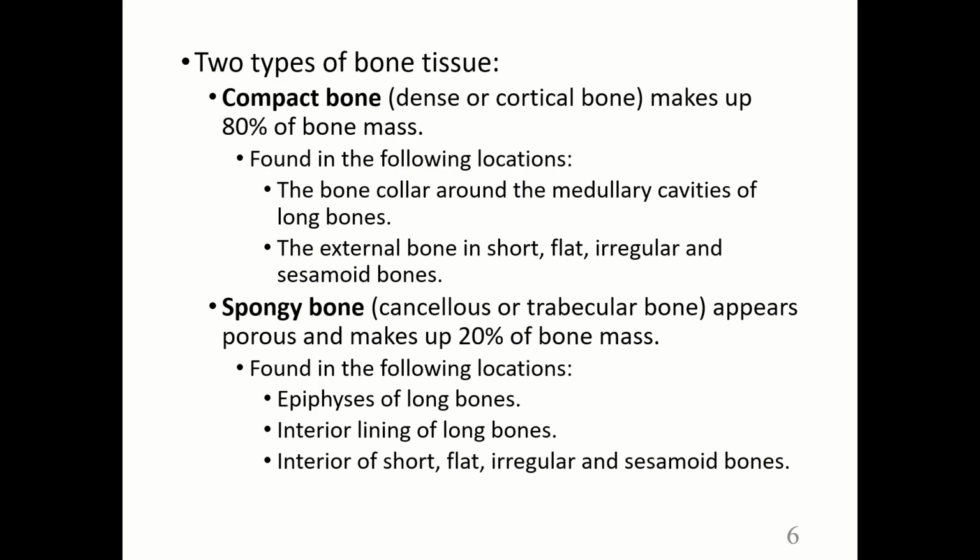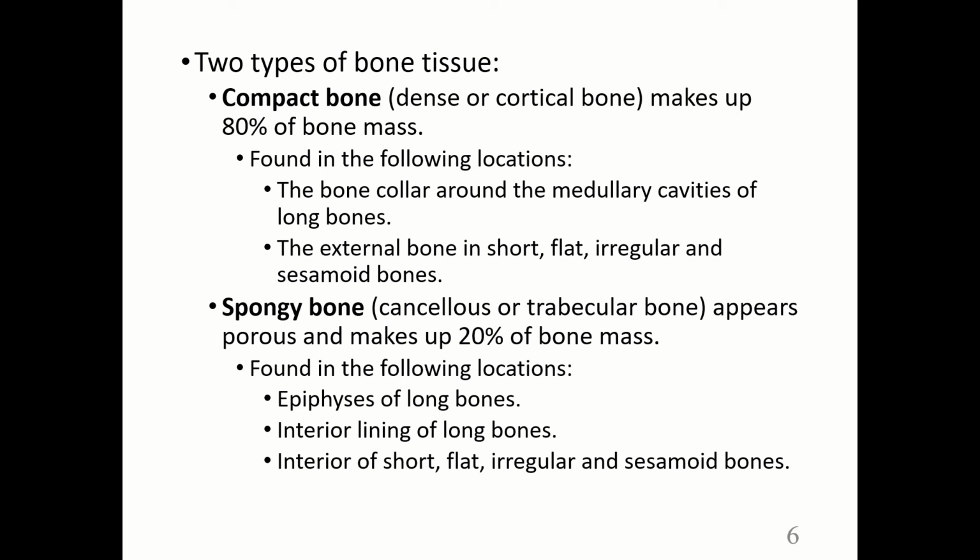Two types of bone tissue make up the skeletal bones, compact bone and spongy bone. Compact bone is also known as dense or cortical bone, and it makes up 80% of bone mass. It is found in the following locations: the bone collar around the medullary cavities of long bones, and the external bones in short, flat, irregular, and sesamoid bones.